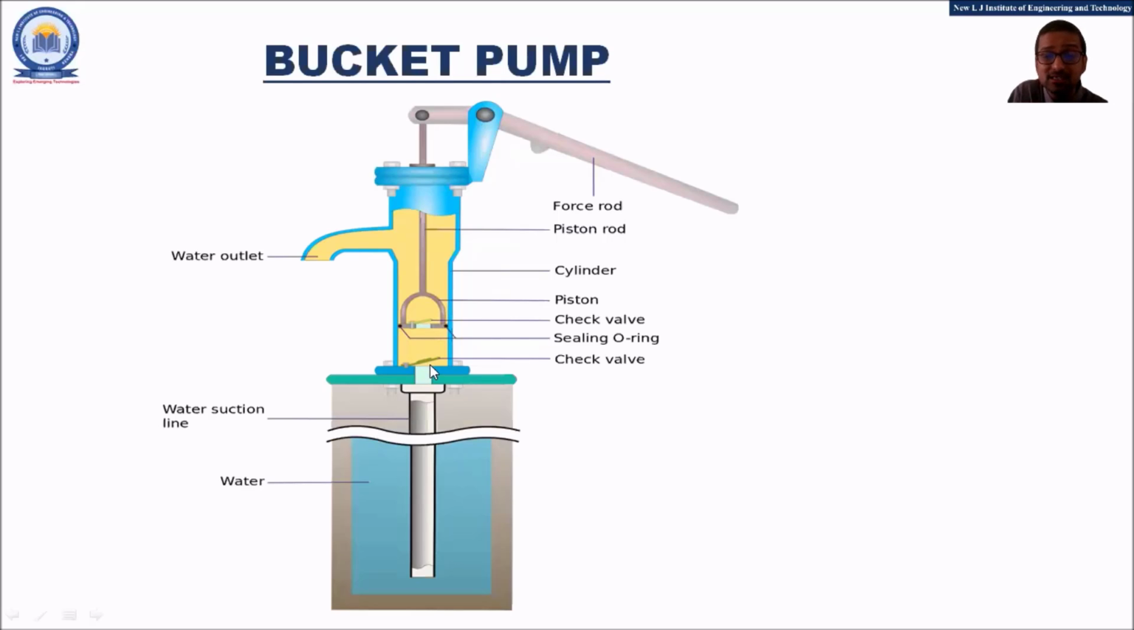At that point the suction valve will be opened and the new water will enter on the bottom side of the piston. So when the handle is moved down, the piston rod moves up, the piston moves up, the delivery valve opens, so delivery takes place. The suction valve opens, so the suction takes place.